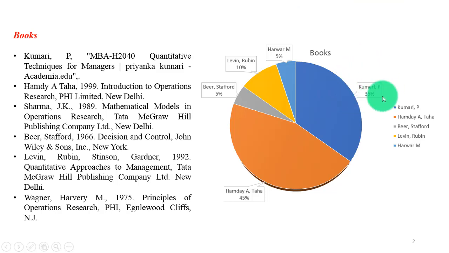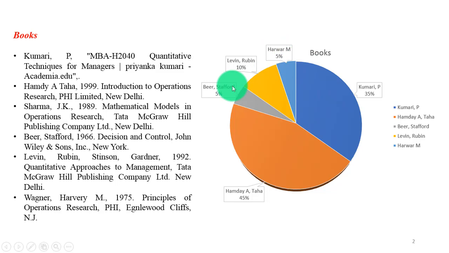In these lecture slides, 35% of the material is from Kumari P., 45% from Hamdy Taha, 5% from B.S. Stafford, 10% from Levin Rubin, and Wagner 5%.